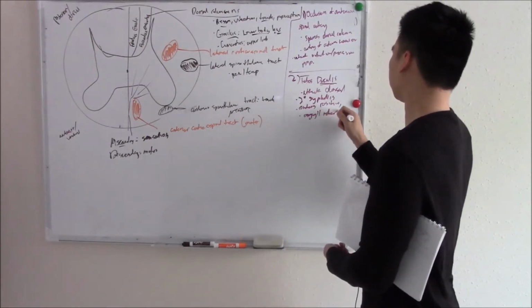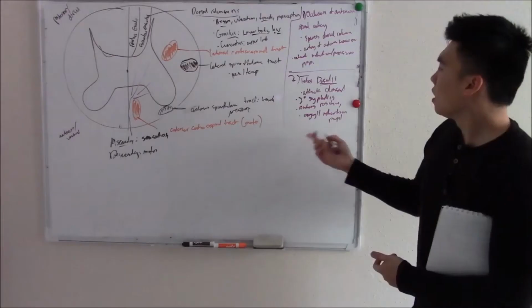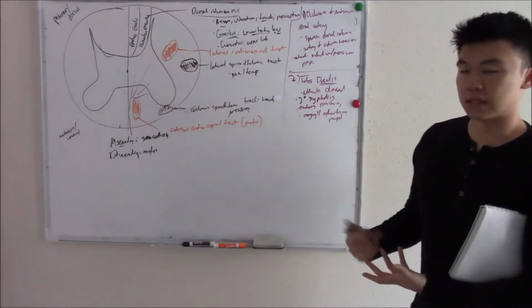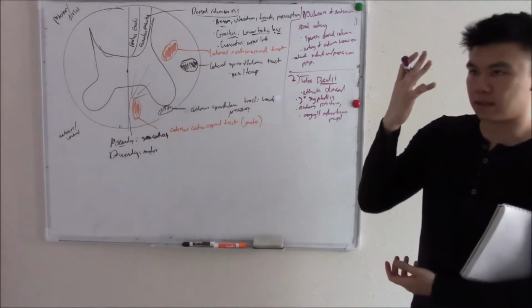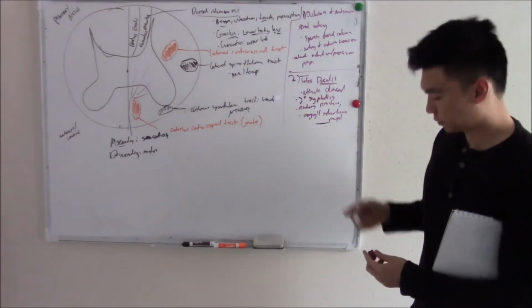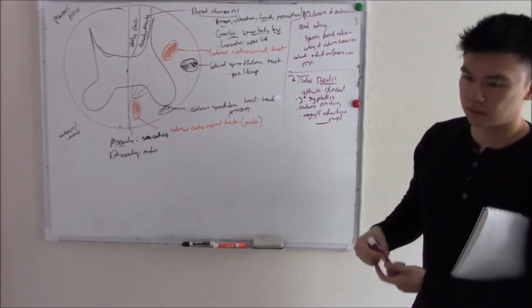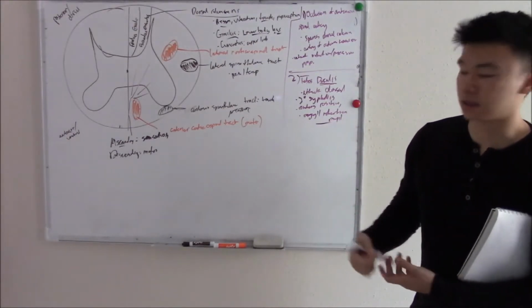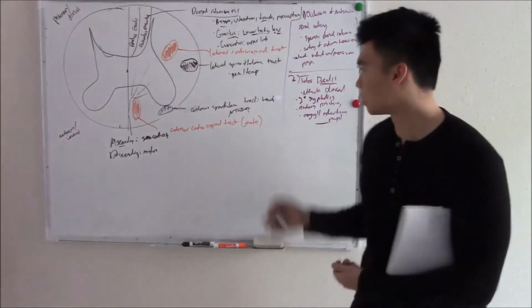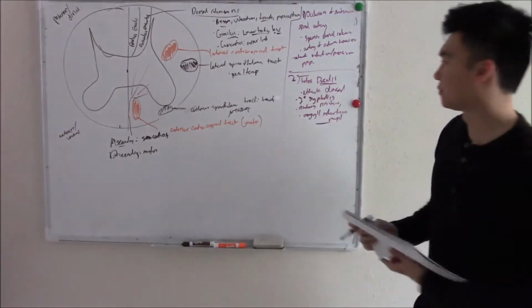Argyll-Robertson pupil. We'll say a patient stumbles in, has decreased mental status. You look in the eyes, they don't react to light, but they do accommodate: Argyll-Robertson pupil. Syphilis serology was positive, and then they might ask what part of the spinal cord is affected. It affects your dorsal column, tabes dorsalis.